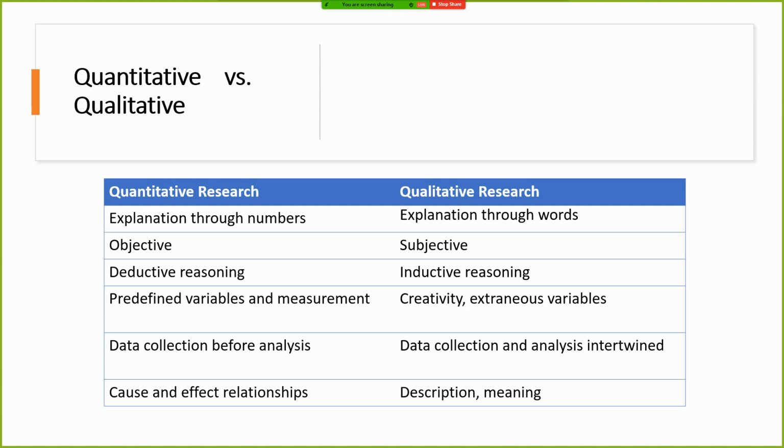In quantitative research, data collection is done before the analysis. So you have to complete your data collection once you think of going towards the analysis. Whereas in qualitative research, data collection and analysis are intertwined. What you do is you collect the data and you keep on analyzing the data as you go along. And this actually takes us to the sampling process of qualitative research.